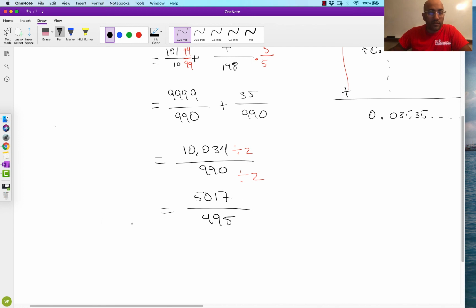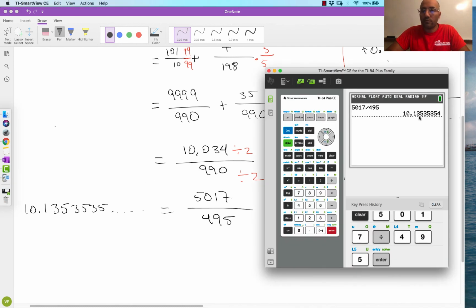So this is our answer. This is the result that gives you the 10.1353535 forever, right? Let's check it. Let's go to our calculator. And there we go. Of course, my calculator is just doing a little rounding here, but you can see the beginnings of it: 10.1353535. And then the calculator gives up and does a little rounding there. I think it might be part of the settings, how many decimal places before it gives up. But it is our result.